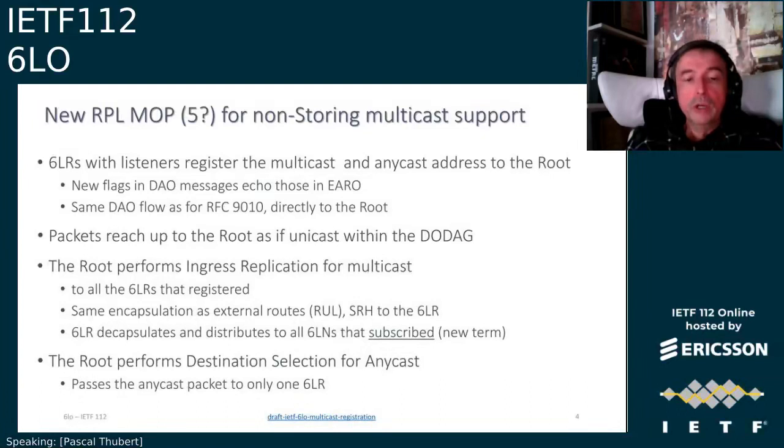With the new mode of operation, the DAO from the 6LR flows all the way to the root, just as if it was an external destination, a RPL and a non-RPL leaf. And so the multicast or anycast packet can be tunneled to the 6LR with exactly the same tunnel as if it was a unicast packet to a RPL-unaware leaf. The 6LR decapsulates that packet, and instead of a unicast IP packet, it will find anycast or multicast, and it will route them appropriately to the 6LN.